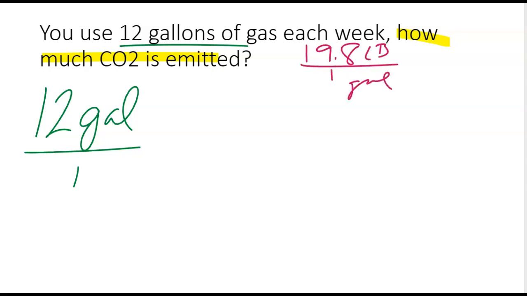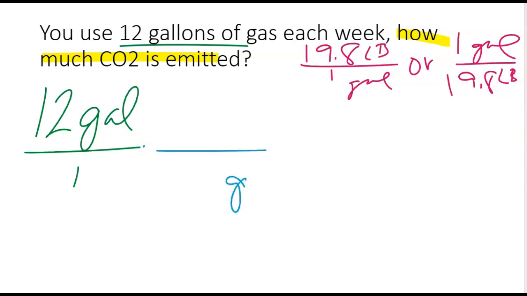So anytime you're dealing with how much CO2, you're thinking about the identity ratio 19.8 pounds over 1 gallon of gas. Now remember, that also means we could use 1 gallon over 19.8 pounds. I'm just throwing this out there because remember, every identity ratio can be flipped. It doesn't matter what's on the top, what's on the bottom, because it's equivalent. Now for our case, we do need gallons in the denominator, so that the units cancel out. So I have 19.8 pounds over 1 gallon of gas.